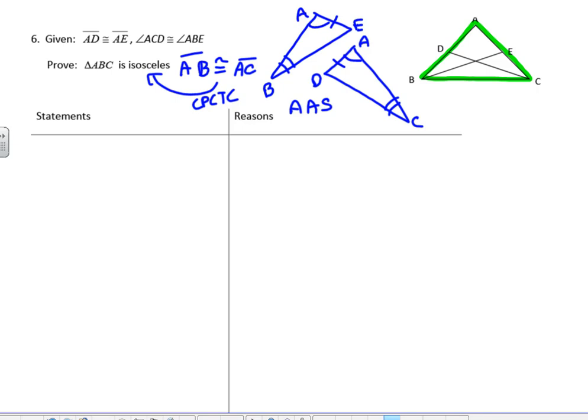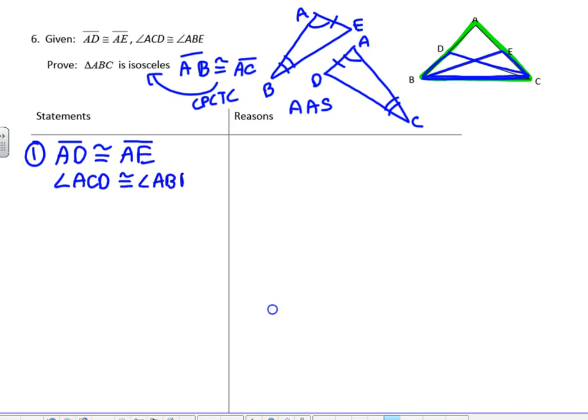So, sometimes when I do this one, I might draw these ones down here. Well, those ones are also overlapping. They have a common side, but actually there is a way you could use those ones to prove it, but let's go with the one that we already started. So AD is congruent to AE, and angle ACD is congruent to angle ABE.